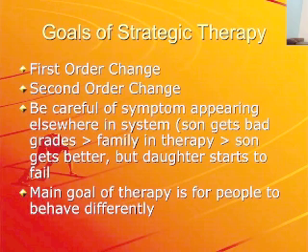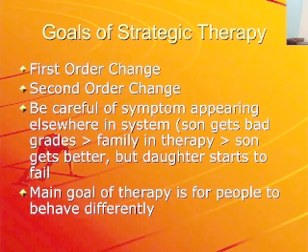Goals of strategic therapy. One of the things you need to understand is first order change versus second order change. First order change is just a change of the behavior, but it still makes sense in the overall rules of the system. Where a second order change might be actually changing the system. You also need to really be careful of homeostasis and the symptom appearing elsewhere in the system.